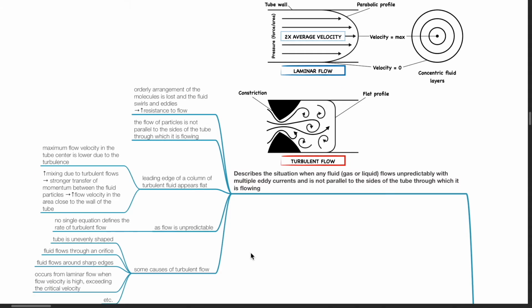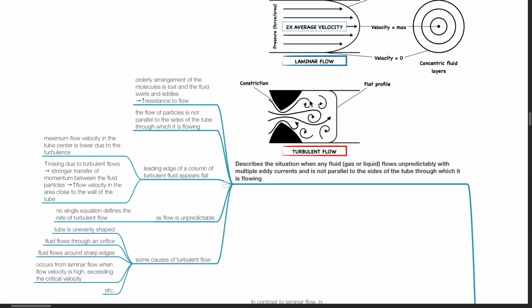The flow of particles is not parallel to the sides of the tube. The leading edge of a column of a turbulent fluid appears flat. Maximum flow velocity in the tube center is lower due to turbulence. Increased mixing due to turbulent flows results in stronger transfer of momentum between the fluid particles, and this increases the flow velocity of the fluid in the area close to the wall of the tube.